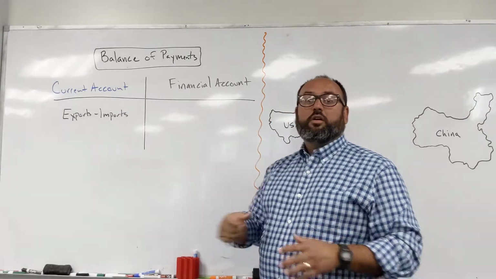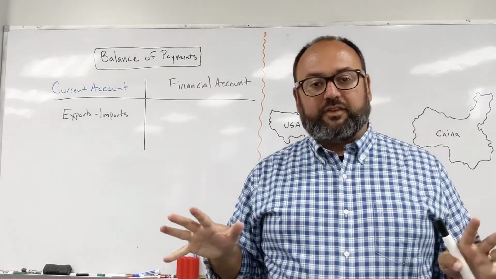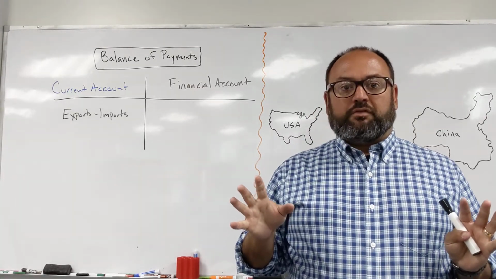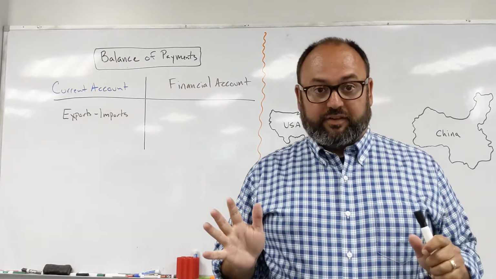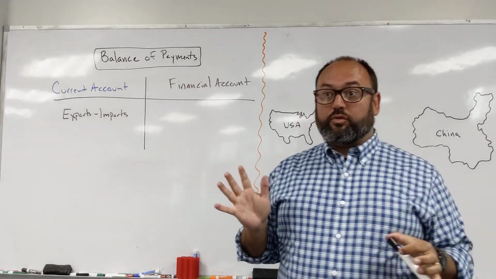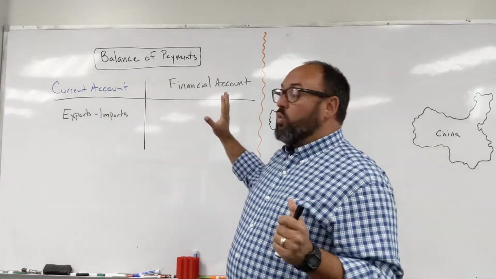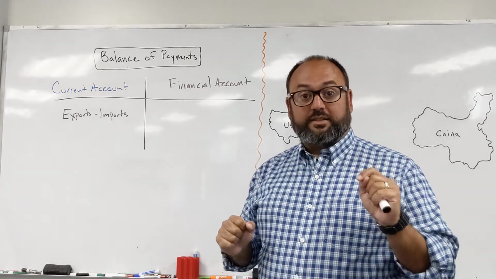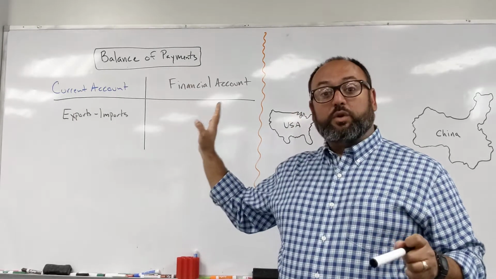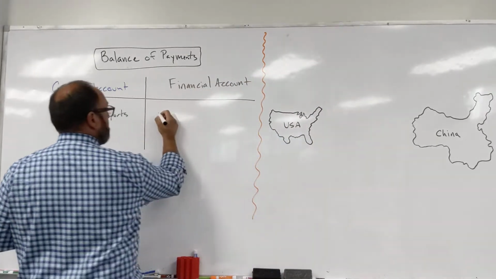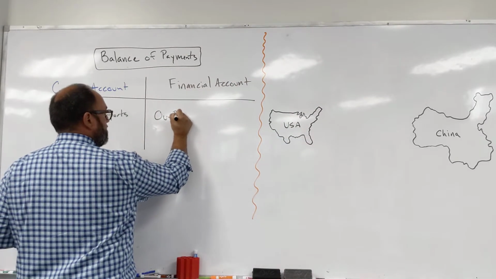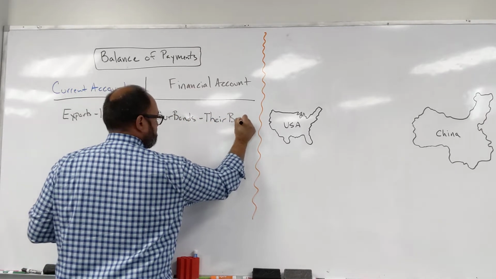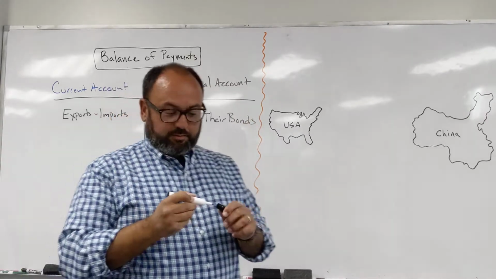With financial account, there are many different financial assets, many different particular financial avenues that financial investors look for to make gains, to make profits. We're going to simplify the financial assets that we look at to one specific financial asset, which are bonds. So in this case, when we talk about the financial account, we're talking about our bonds minus their bonds.